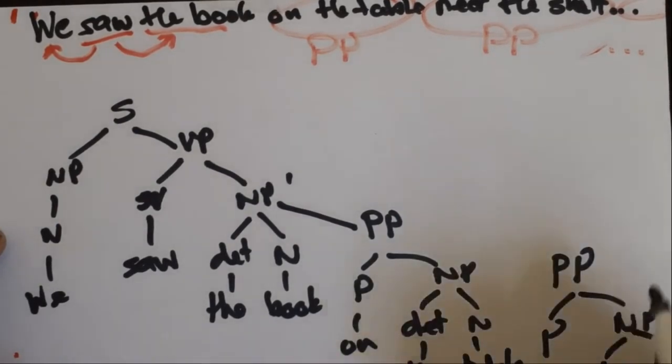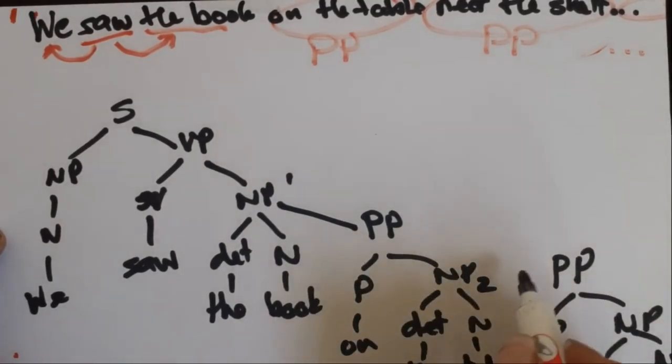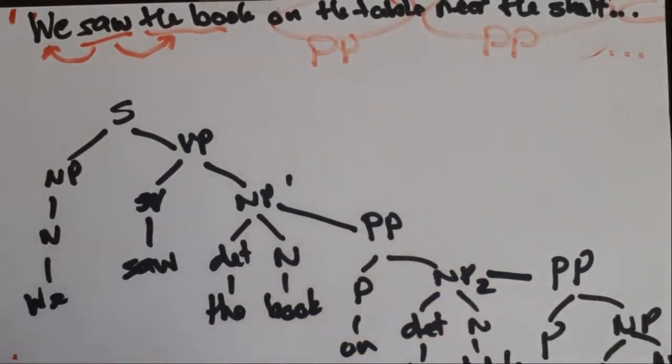And we can ask ourselves, well, what does the shelf tell us about the sentence? Well, it is modifying the table. It's telling us that the table is near the shelf, and so we'd link them like that. This is an example of recursion.